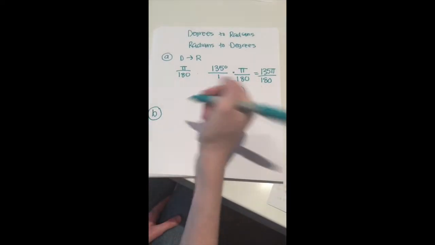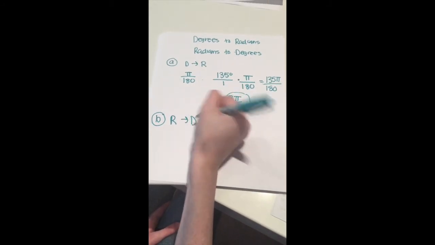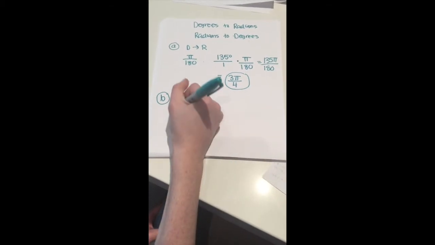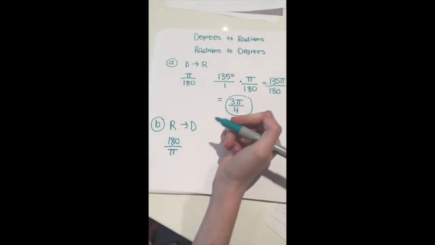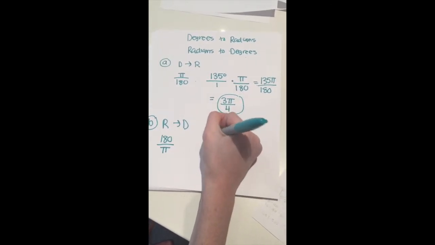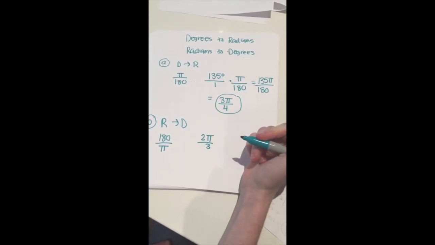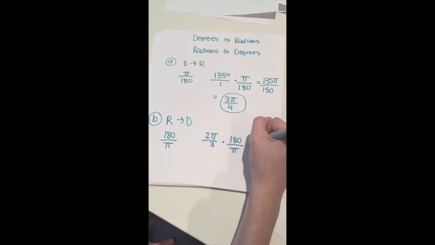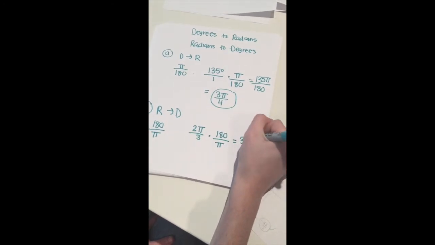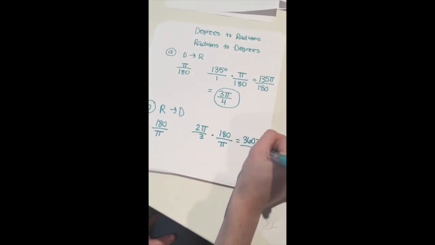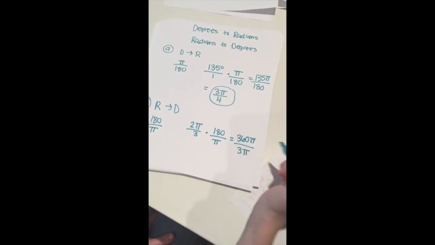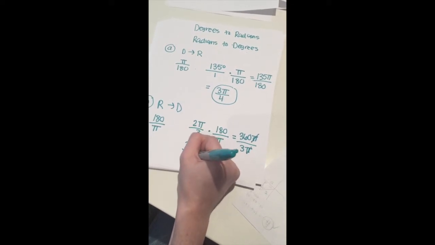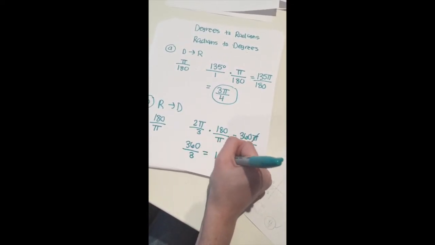Now I will convert radians to degrees. In doing this, you have to multiply your equation by 180 over pi. For example, if you want to convert 2 pi over 3 into degrees, you simply multiply that by 180 over pi, and you get 360 pi over 3 pi. Now in this case, the pi's cancel out, and then you're left with 360 over 3, which simplifies to 120 degrees.